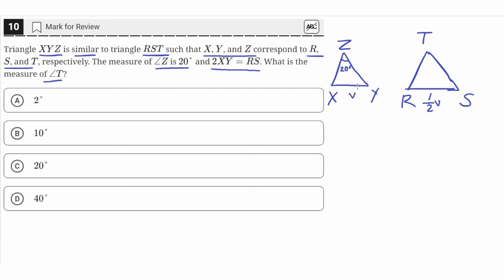So we can actually just stop here and realize that since both of these triangles are similar, then by the angle theorem, all three angles in one triangle must be congruent to the angles in the other triangle, since they are similar triangles. And since angle Z corresponds to angle T, angle Z and angle T must have the same angle. Since Z is 20 degrees, then angle T must also be 20 degrees. So C is the correct answer.